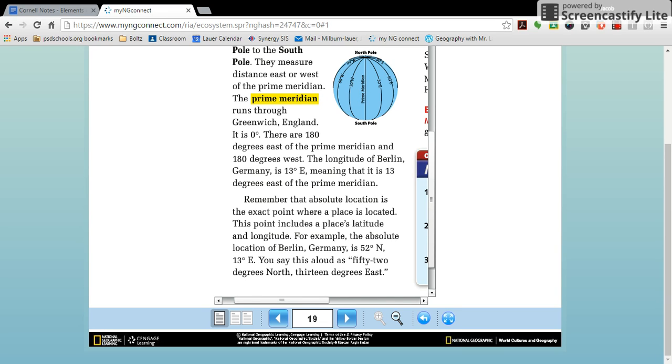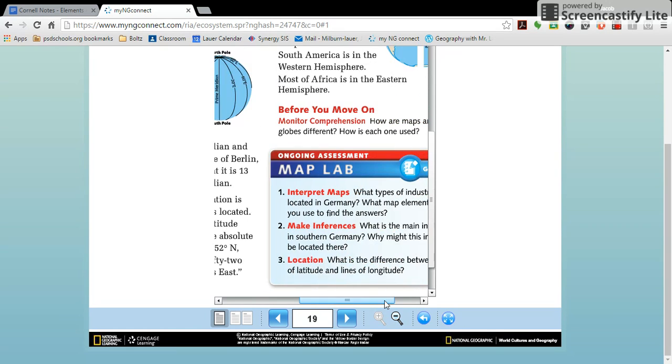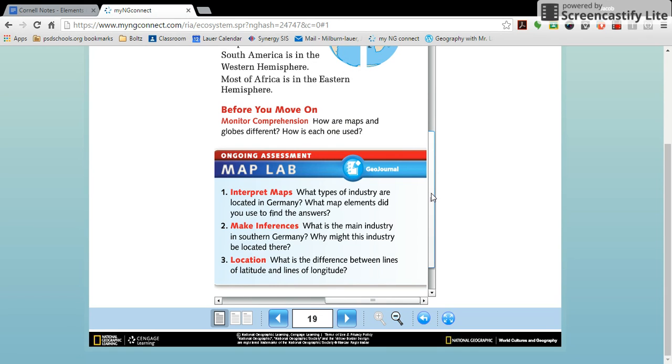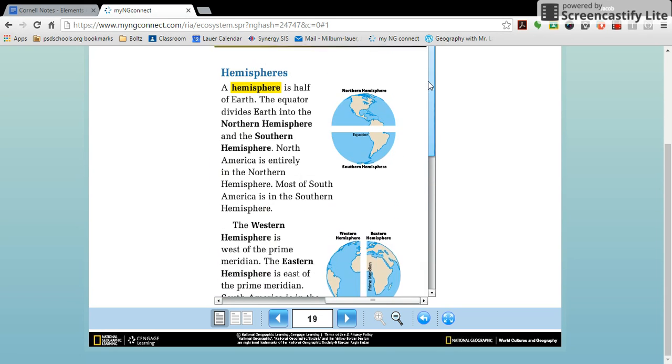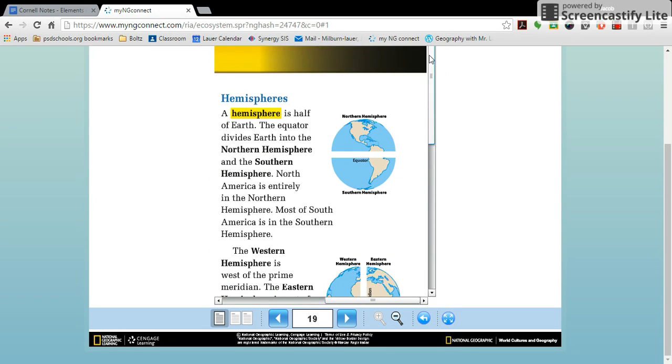This will be the last section of our note-taking for today, where we finished up. We were right at the bottom of page 19, right here where we were talking about absolute location. So now I'm just going to scroll up to the top of that page, and we're going to talk about hemispheres.